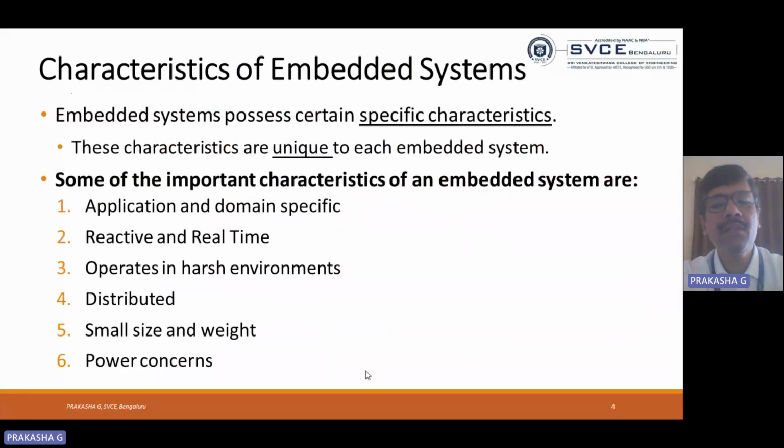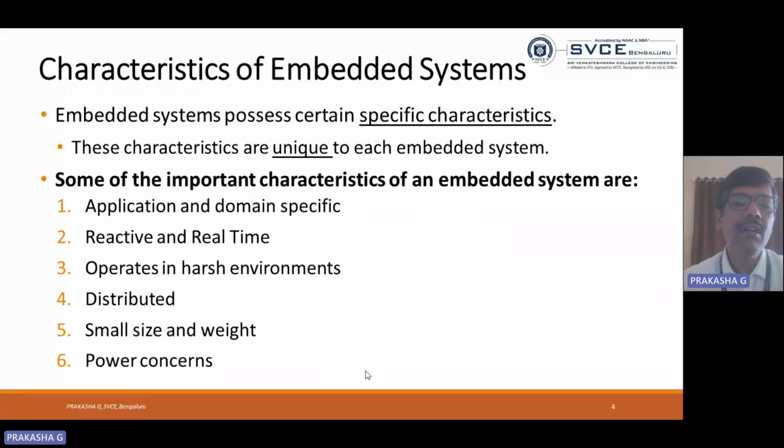Basically, an embedded system possesses some specific characteristics. Every embedded system has unique characteristics, so we cannot conclude that all embedded systems have the same characteristics. Each and every embedded system available in the current scenario has its own unique characteristics. Some of the general important characteristics are, first, application and domain specific, meaning some embedded systems are application specific and some are domain specific.